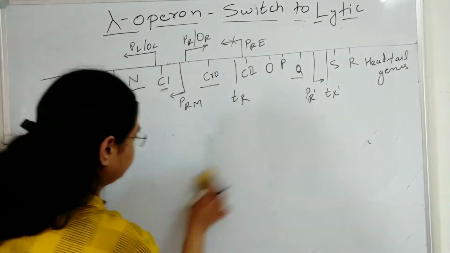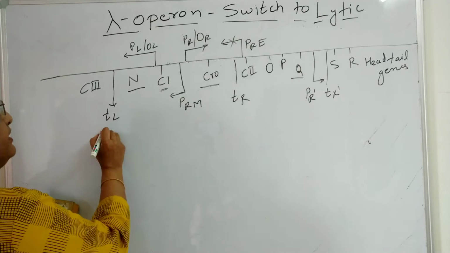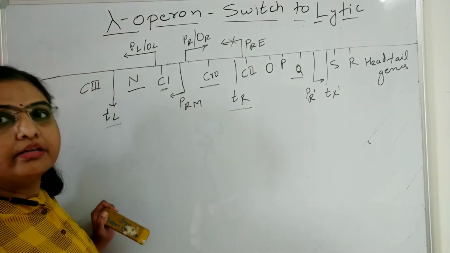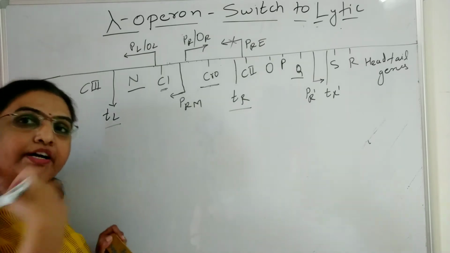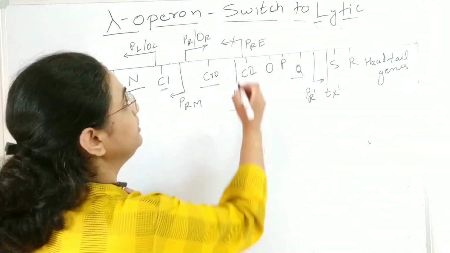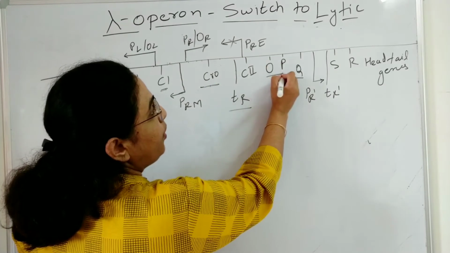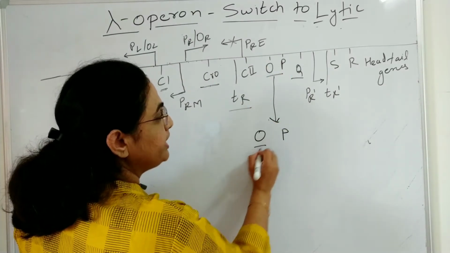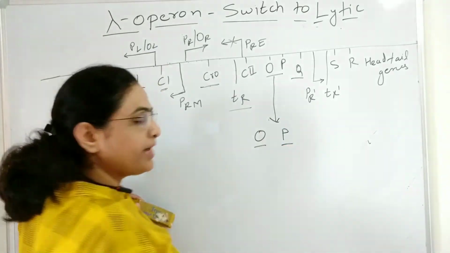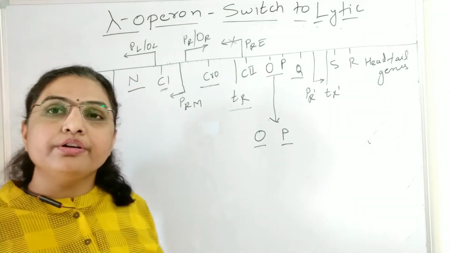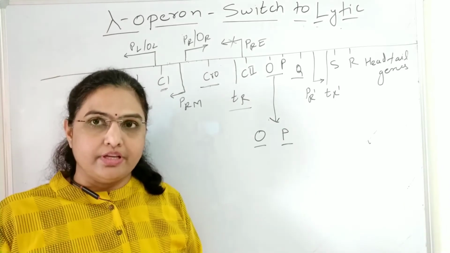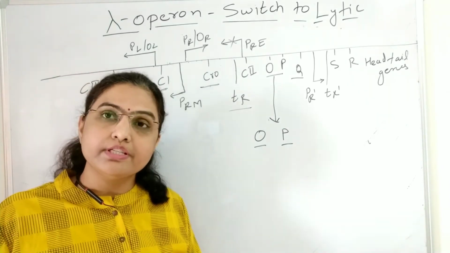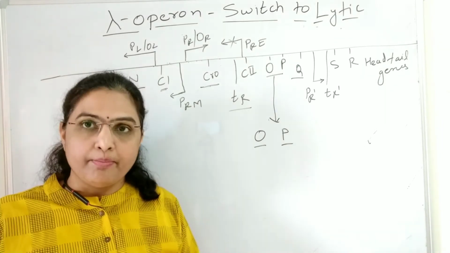Now here, you can see that there is the TL and here is a TR. Okay, these are the terminators. And when a phage has to enter into the lytic cycle, the O and the P, this one, O and the P. O is the origin of replication, P is a primer, which is required for the replication process. Okay, so when the phage enters into the lytic cycle, the first process is going to be the replication.